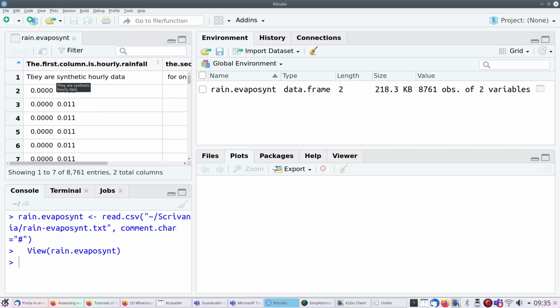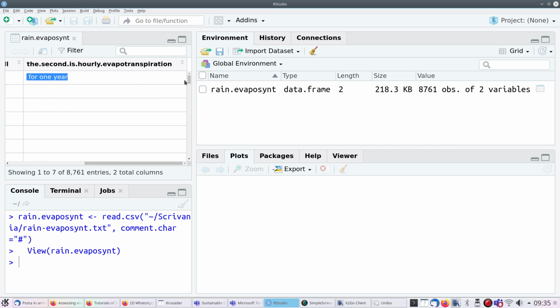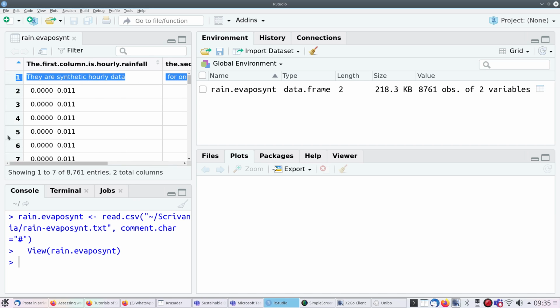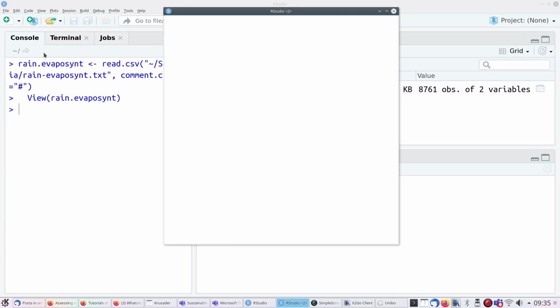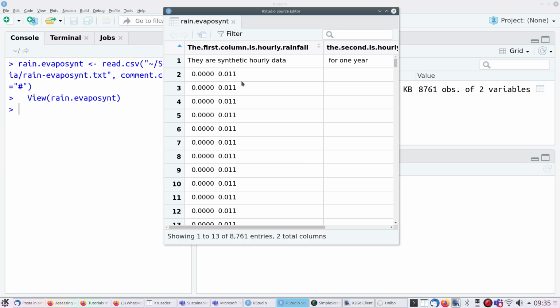I think we should remove this. Not sure there is a way to remove the first line from here. I am just trying to understand. If you find any solution, just let me know. Let me see. So it's the first line.